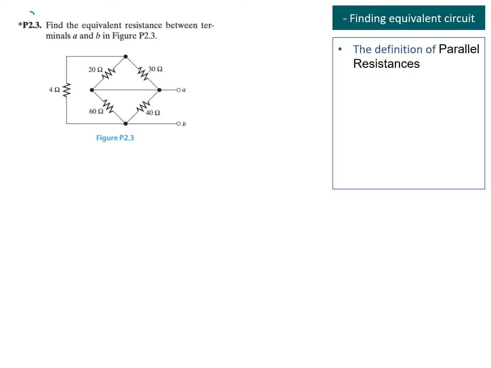Well, question P2.3. Find equivalent resistance between terminal A and B. This is the first type of questions we will see in the assignment. That's to find equivalent circuit.